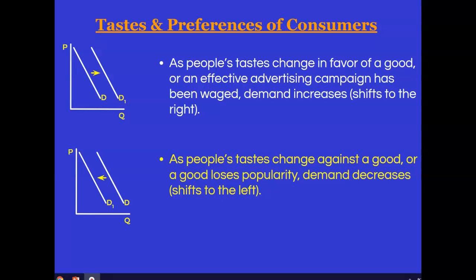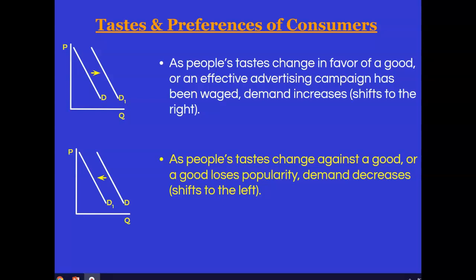In recent years, a lot of people have found out that they are lactose intolerant. As a result of that, certain kinds of lactose-free milk, like almond milk, have increased in demand. So almond milk, the demand curve for that has shifted to the right, and it would be represented in the top chart by the line D1.